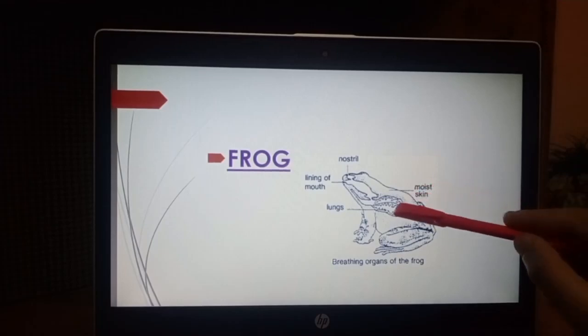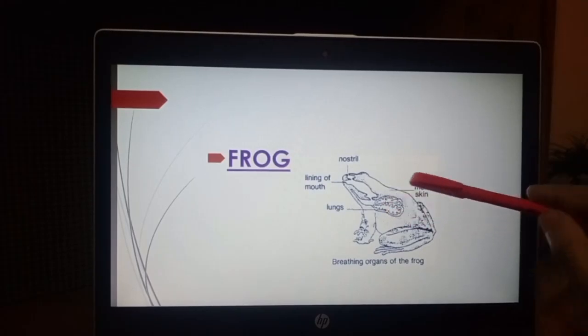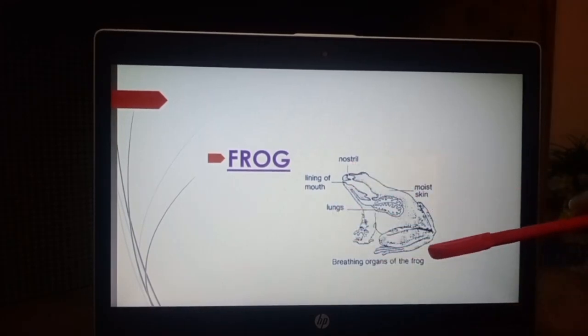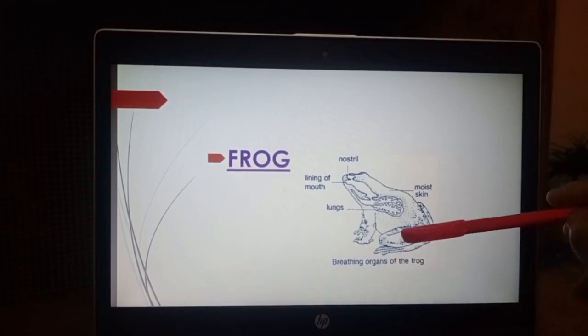So frog has two types of breathing organs. The first one is lungs, as we human beings have lungs, the frog is also having lungs, but for water it has moist skin, and because of this moist skin it can breathe under the water.